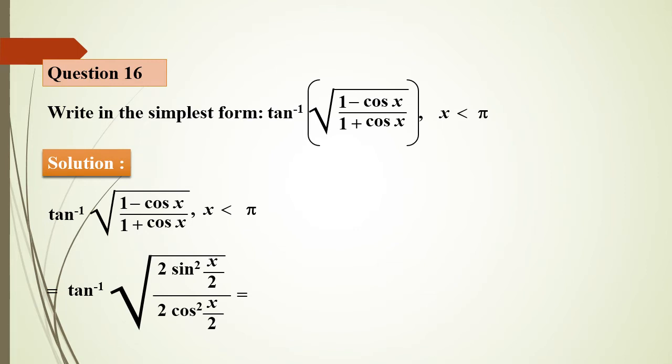So tan inverse of square root of tan square x by 2. Square and square root get cancelled, then we will be getting tan inverse of tan x by 2. So tan inverse and tan both are gone. Next, x by 2. Okay, you have got the last term. This is the simplest form of the given question.